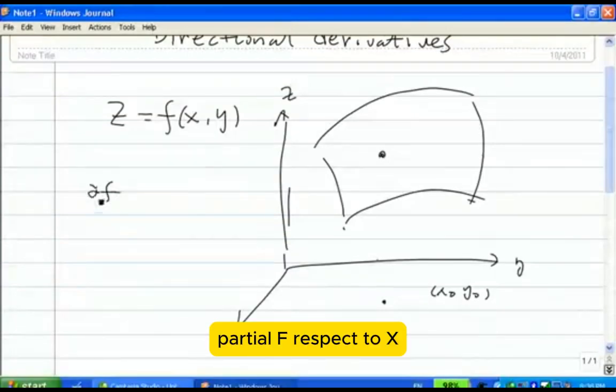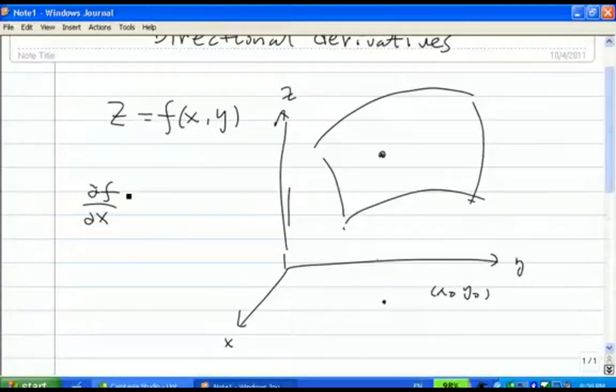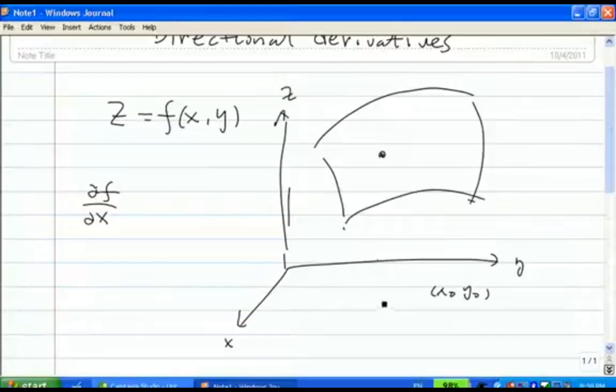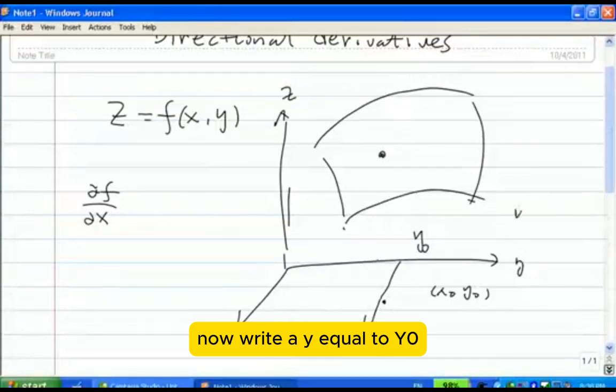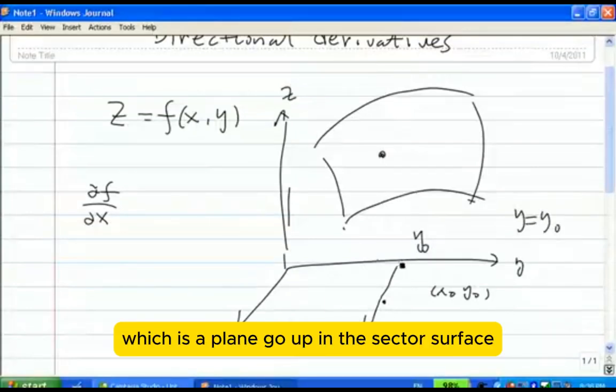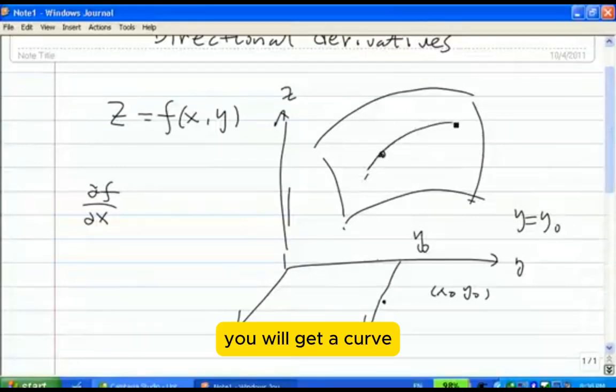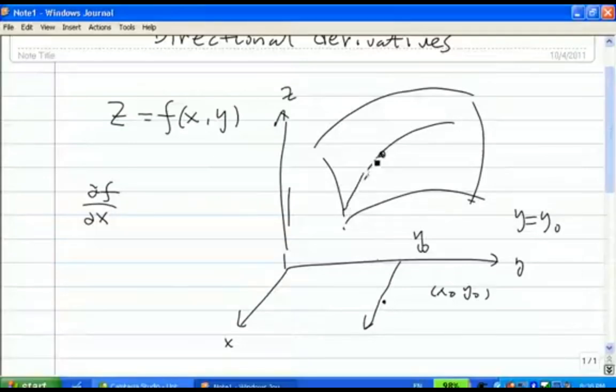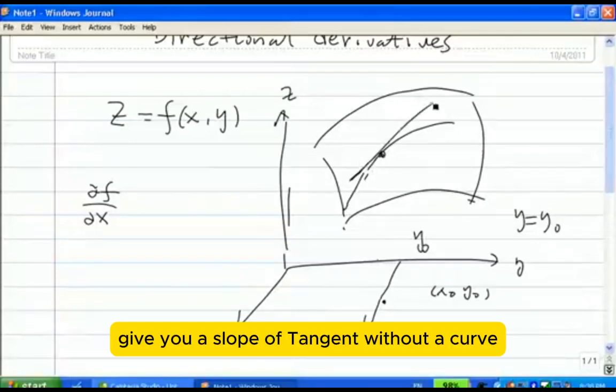partial f with respect to x. Remember, we treat y as a constant. Here is y naught. Now let y equal y naught, which is a plane. Going up, it intersects the surface, and you will get a curve. Then partial f with respect to x gives you the slope of the tangent for that curve.